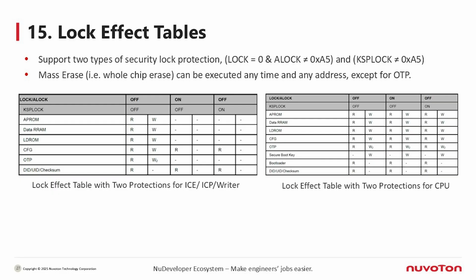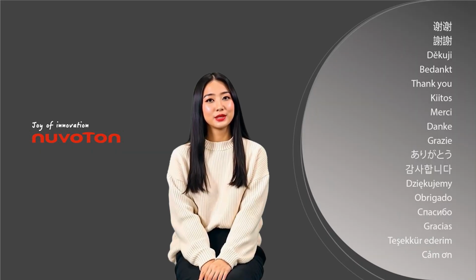If both security locks are turned off, the areas of APROM, data, LDROM, CFG, OTP, bootloader, DID, UID, and checksum are all readable. The areas of APROM, data, LDROM, CFG, OTP, bootloader, and secure boot key are all readable. The effect of any one of the security locks being turned on is the same as when all 2 security locks are turned off. It's all for today.